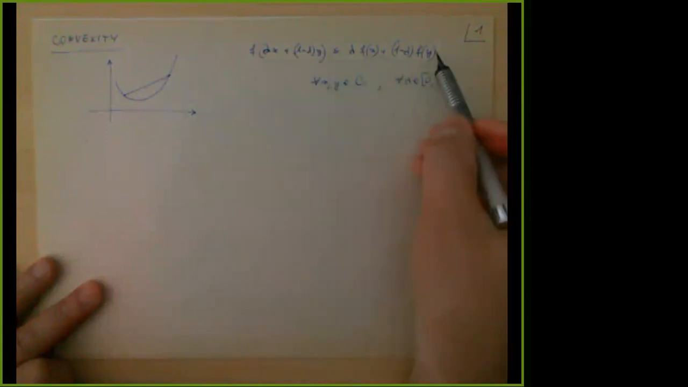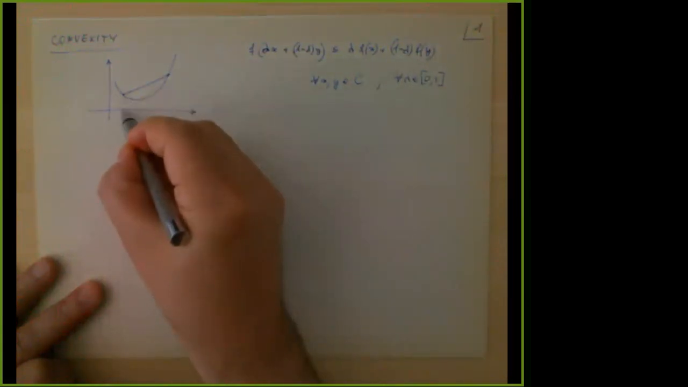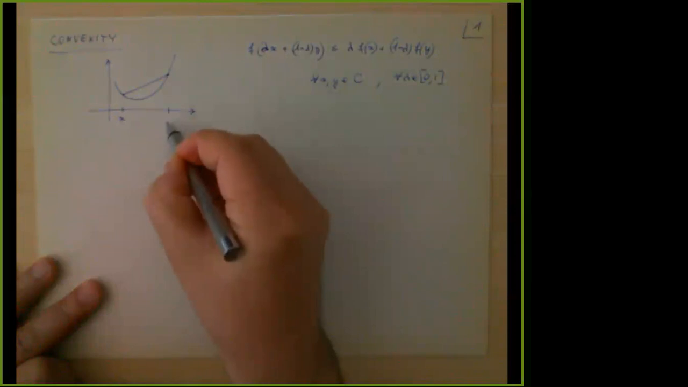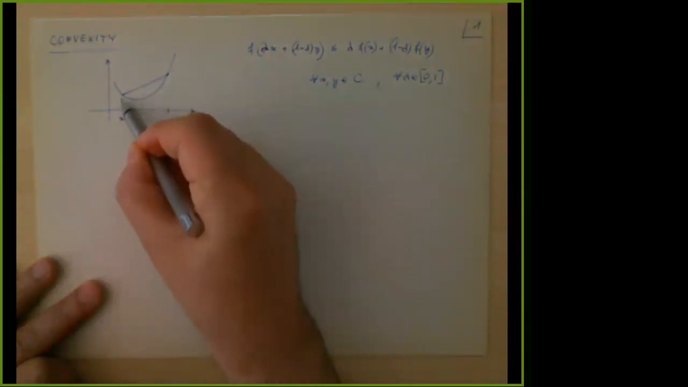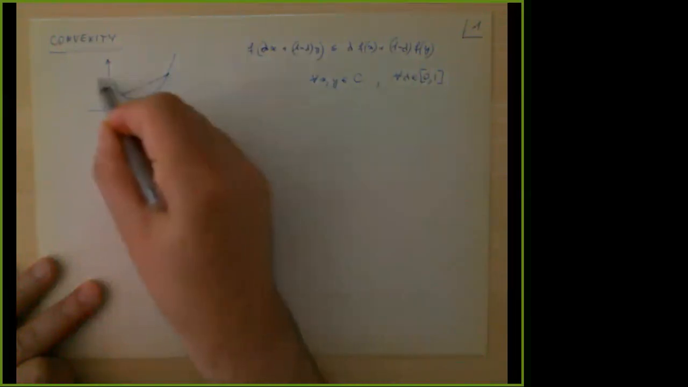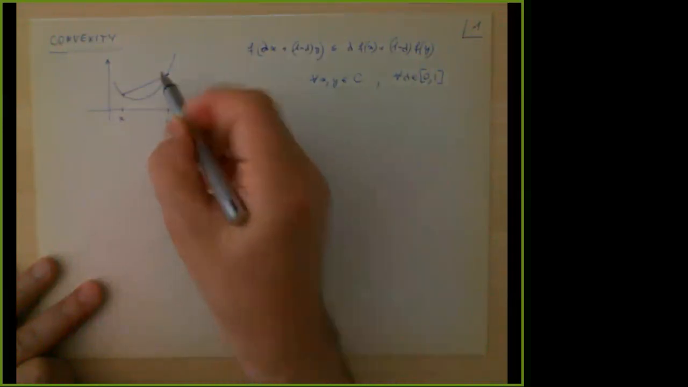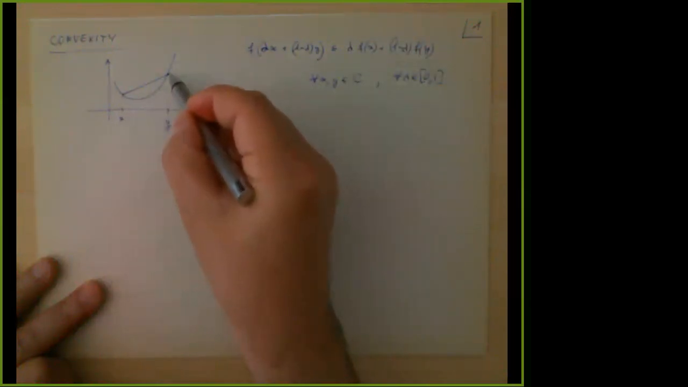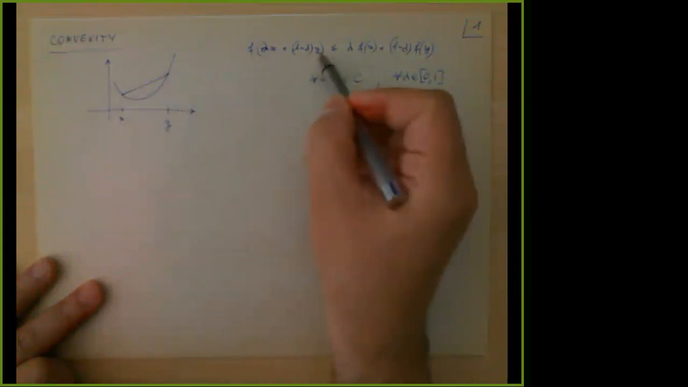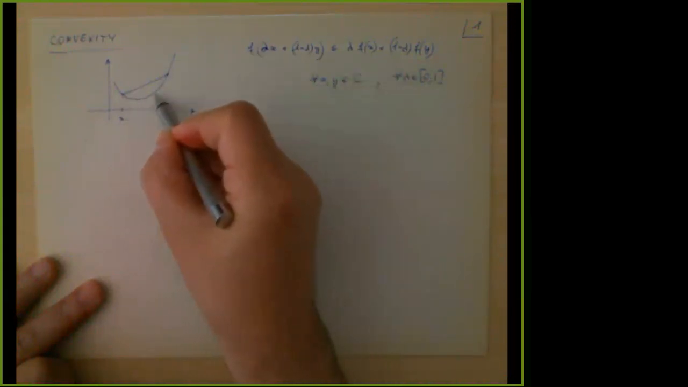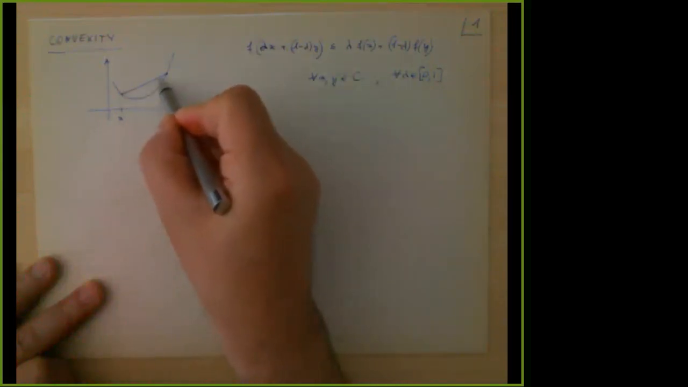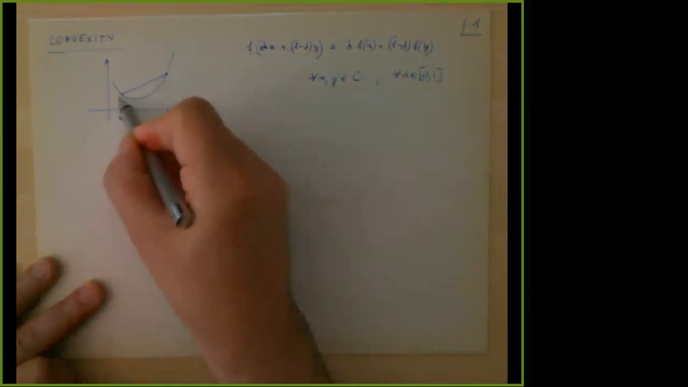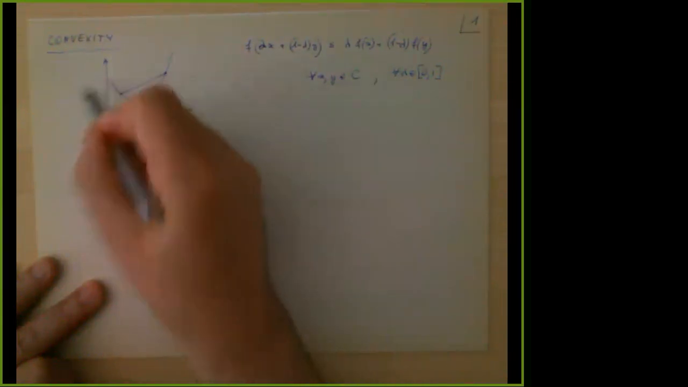So the interpretation of this is simply that if I take this point x and this point y, and I look at the segment joining the point x, f of x and y, f of y, then the whole segment, which is parameterized by lambda and given by this expression, lies above the graph of the function f. So this will be the graph of the function f for lambda running between 0 and 1. This will be the graph of the segment joining the point x, f of x, y, f of y.